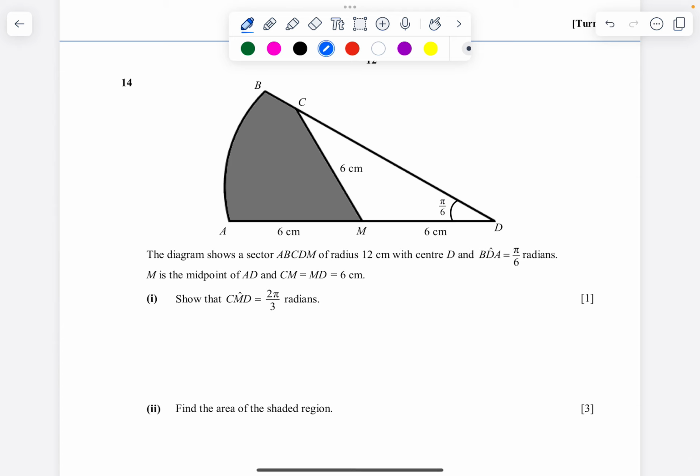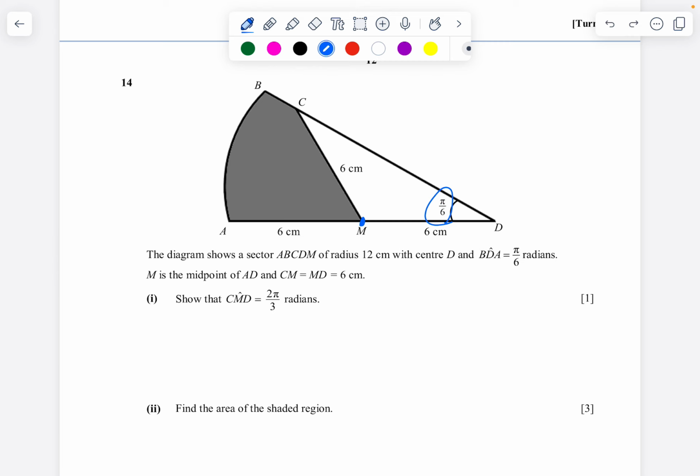The diagram shows a sector ABCDM of radius 12 centimeters with the center D, and BDA is pi by 6 radians. M is the midpoint of AD, and CM and MD are equal to 6 centimeters. Now show that CMD is equal to 2 pi by 3.